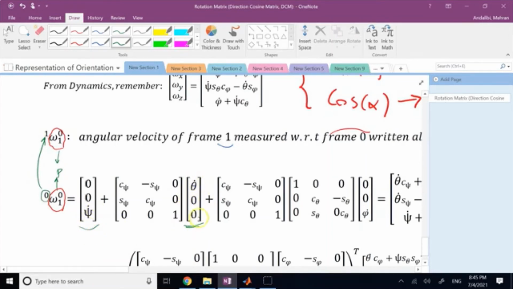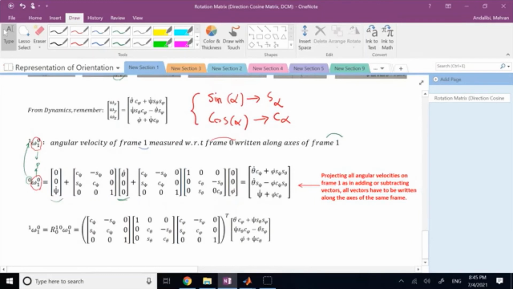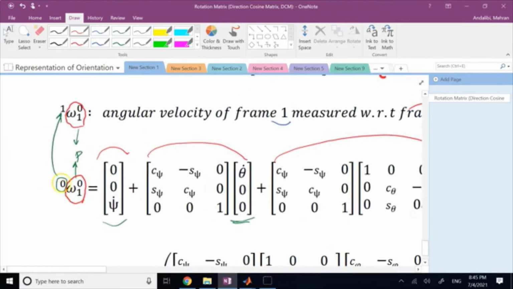If I want to take it from this new frame back to the old frame, because again, look here, what I'm trying to do is add 3 entities together. Each one of them is one of the terms of the angular velocity. This is the psi dot term, this is the theta dot term, this is the phi dot term. I'm adding 3 omegas together. But how can I add them together? If you look, the result should be written in what frame? The result should be written in frame 0.